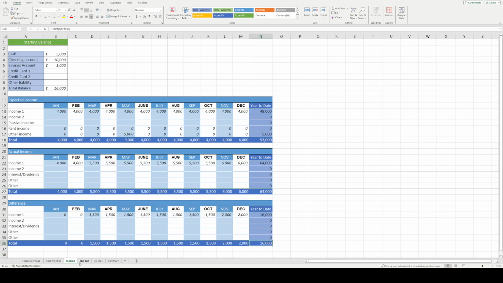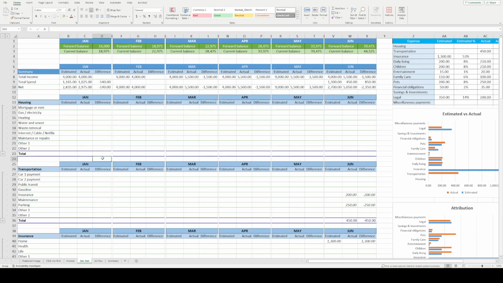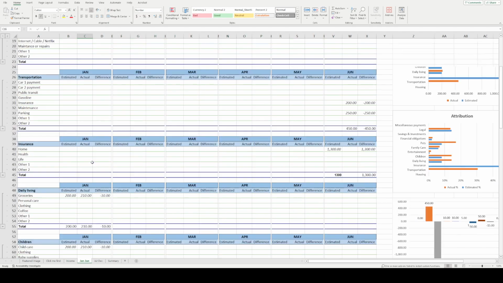Okay, let's look at the expenses. Now, in the upper part of the file, this part that I have selected, we have the forwarded balance and the current balance based on each month. So when you input your expenses and income, this is what your cash flow would look like. So this part here takes all the income and takes all the expenses underneath. So let's put in some expenses first.